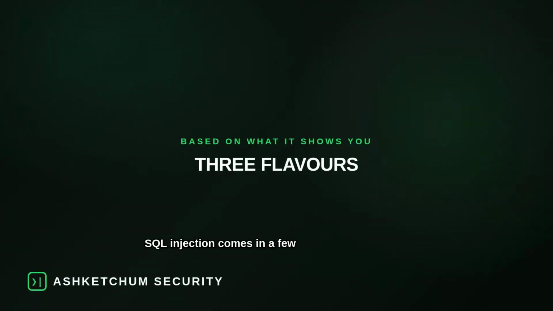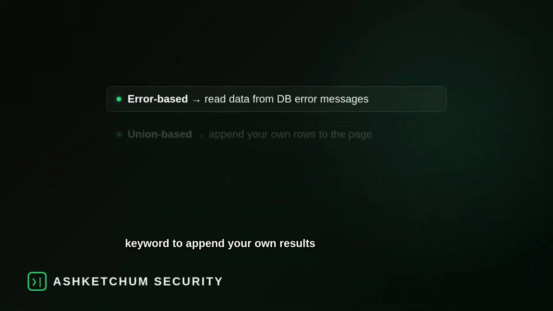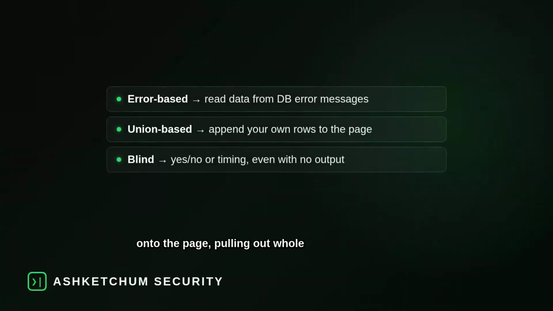SQL injection comes in a few flavors based on what the app shows you back. Error-based: the app leaks database error messages and you read the data straight out of them. Union-based: you use the SQL UNION keyword to append your own results onto the page, pulling out whole tables. And blind injection: the app shows nothing useful, but its behavior changes. A true condition loads the page, a false one doesn't, or it responds slower when you tell it to wait. Even with zero visible output, you can extract the entire database, one yes or no question at a time.